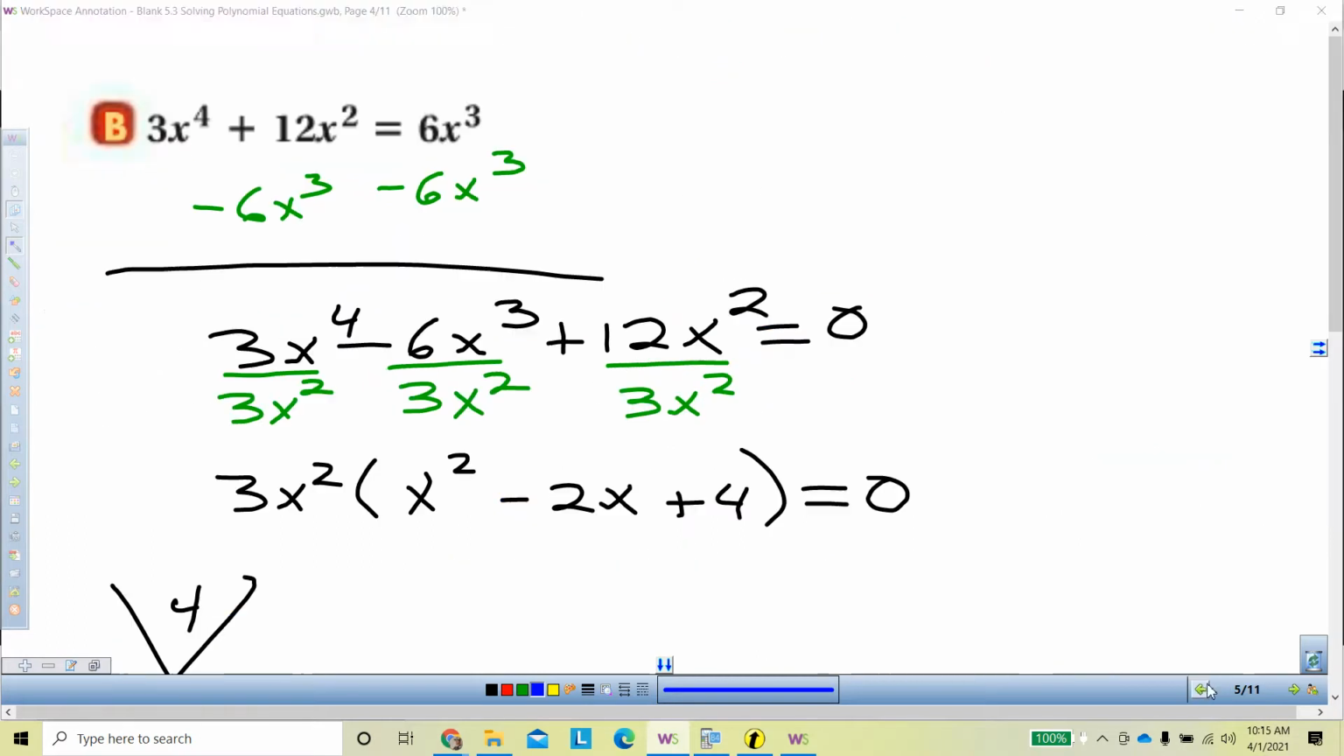Oh yeah. This is 2 slides, this one. So we divide out that 3x squared, right? That's where those 2 zeros came from.